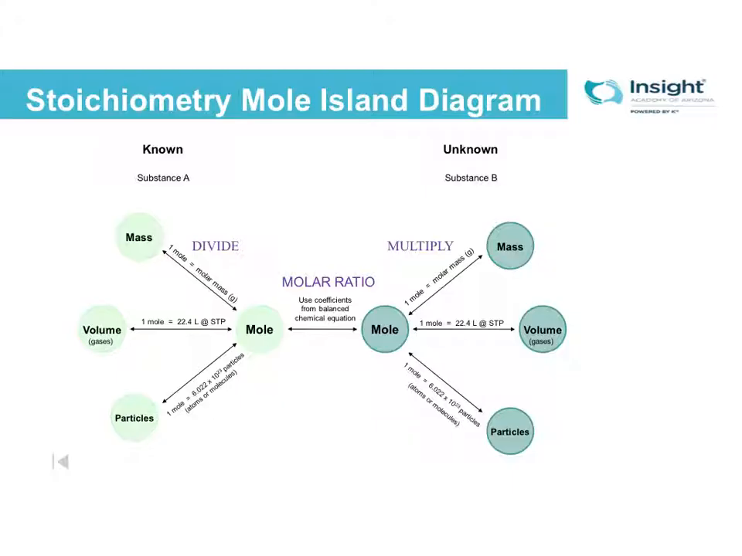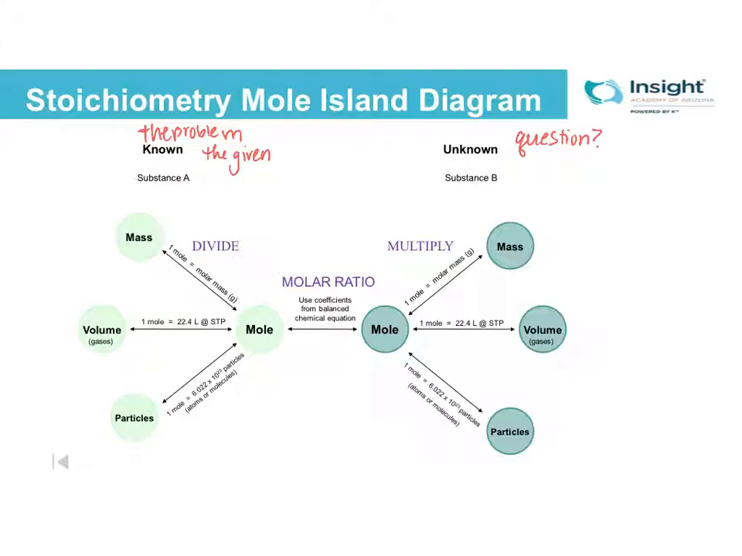Your problem is going to give you a known substance. This comes from the problem. It's the given number: the 12 moles, the 5 grams, the 6 liters. Whatever value you're given, how much you actually have to begin with. Your unknown is the question from your problem. It's the how many or how much. It's an actual question in your problem.